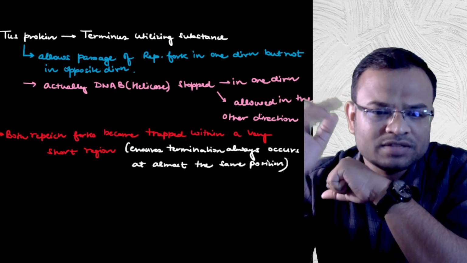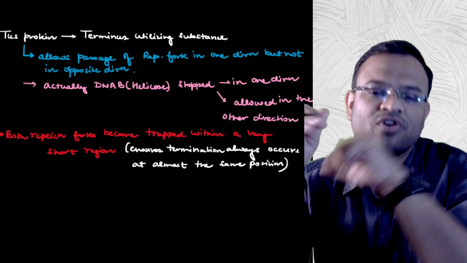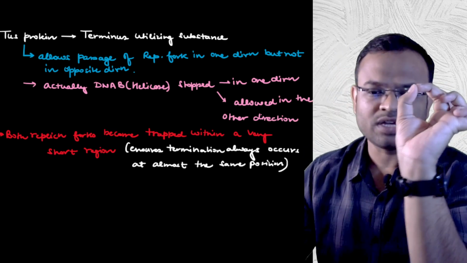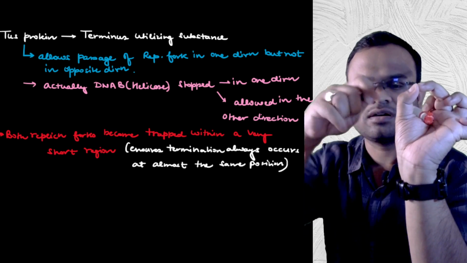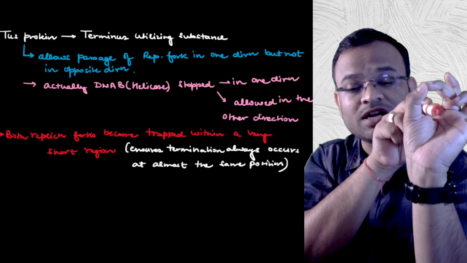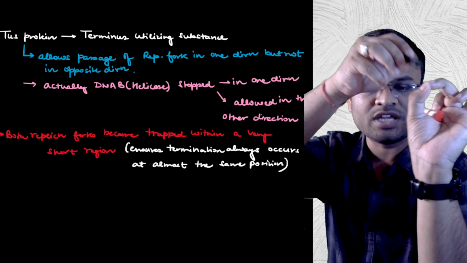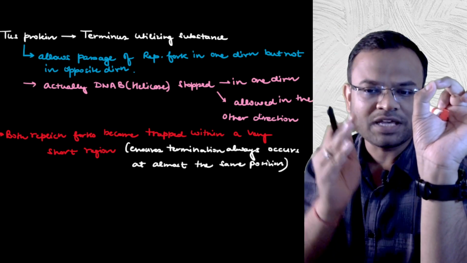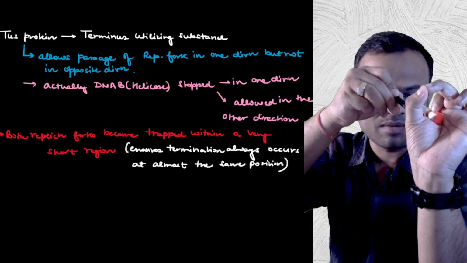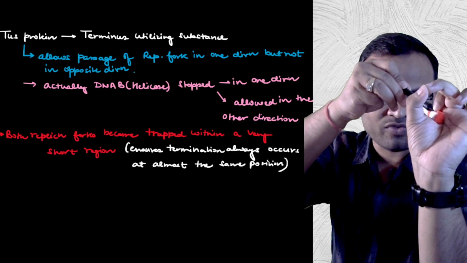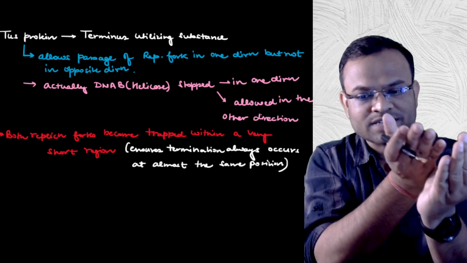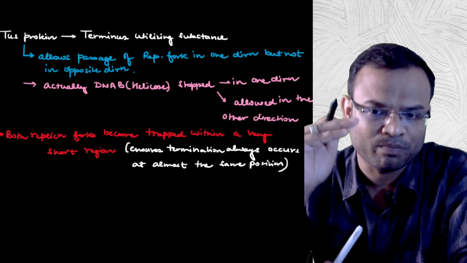Okay, now this allows the passage of the replication fork in one direction but not in the opposite direction. What I mean to say is, suppose on the ter sites my protein has been bound. Which protein? The TUS protein has bound. Now this TUS protein will allow the replication fork to move in one direction. Suppose this is the replication fork that is moving like this, like this, like this, but it will not be able to move further. That means on one side it will allow and on the other side it will stop.